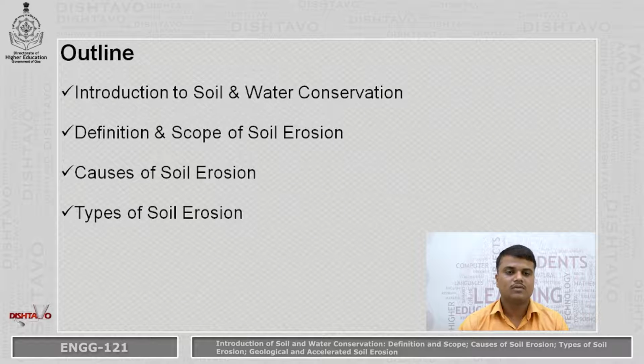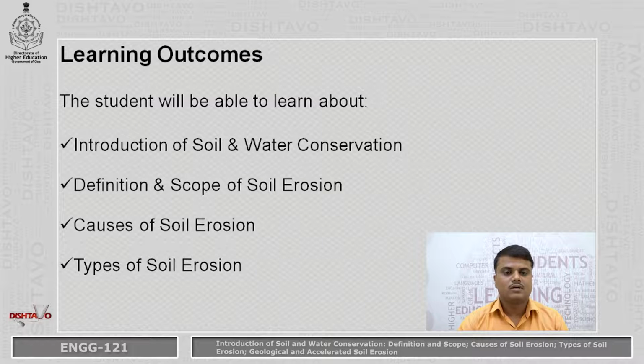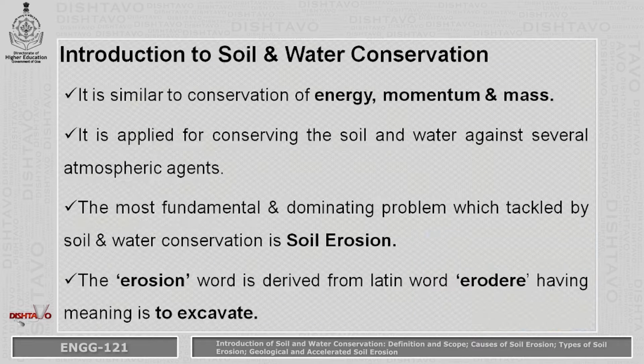The outline of this module is Introduction to Soil and Water Conservation, Definition and Scope of Soil Erosion, Causes of Soil Erosion and types of soil erosion. At the end of this module, the students will learn about all these things, that is introduction of soil and water conservation, definition and scope of soil erosion, causes of soil erosion and different types of soil erosion.